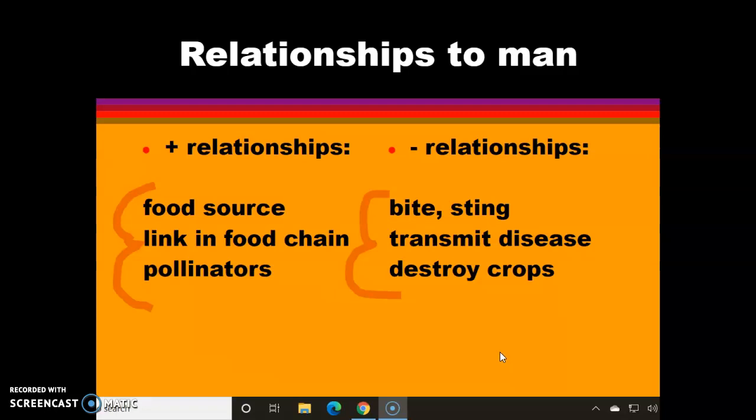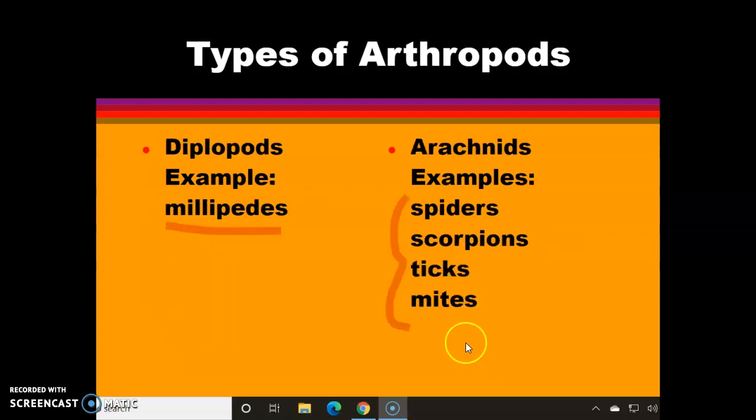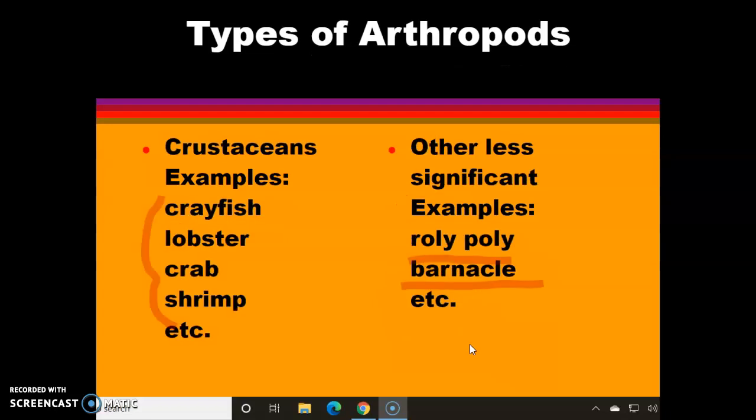All right, types of arthropods. We have insects. Examples there are grasshoppers, bees, beetles, flies. You're pretty familiar with those. You have your chilopods. An example of those are the centipedes. There are diplopods. That's the millipedes. And arachnids, the spiders, scorpions, ticks, and mites. Those are the ones a lot of us don't like.